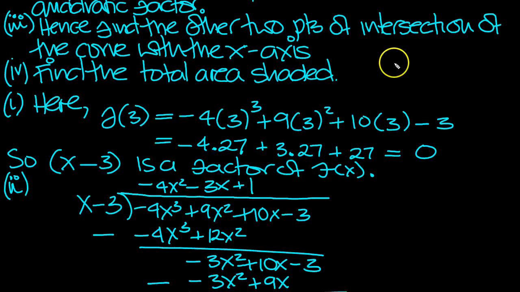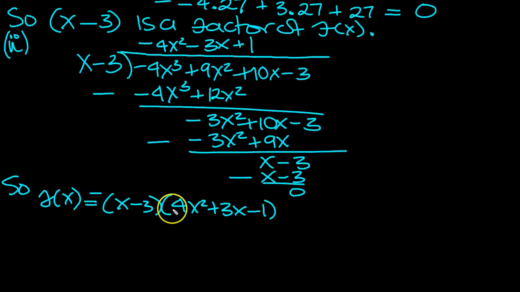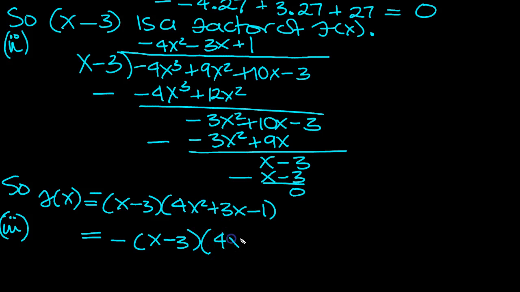Okay, part 3. Hence find the other 2 points of intersection of the curve with the x-axis. So the other 2 points here, well, we need to factorize, x minus 3. So this will be part 3 now, we're going into here. So we need to factorize. I'm going to try 4x and x, naturally, to start with. It has to be 1 and minus 1. That's a plus, so I presume that would be a plus there and a minus. So here let's just check that. 4x squared plus 4x minus x is plus 3x. And then 1 times minus 1 is minus 1, so that's fine.